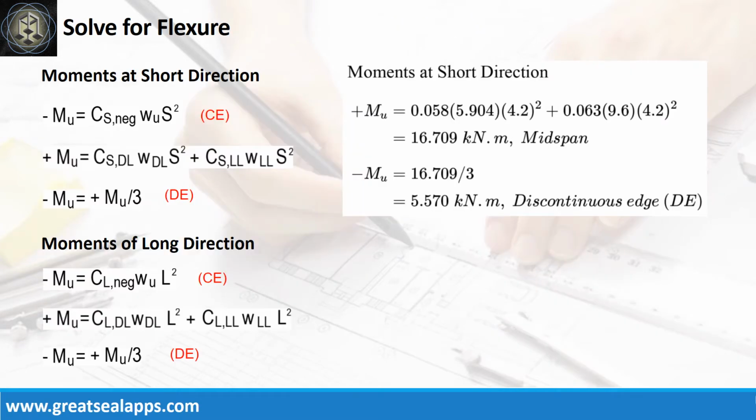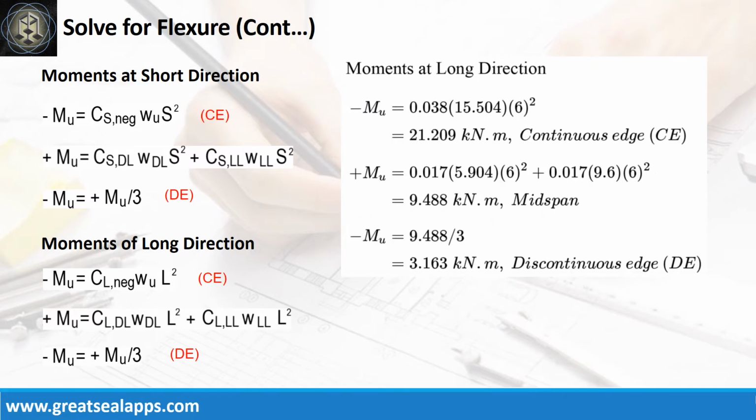Moments at short direction. Positive moment at midspan is 16.709 kN-meter. Negative moment at discontinuous edge is 5.57 kN-meter. Moments at long direction. Negative moment at continuous edge is 21.209 kN-meter. Positive moment at midspan is 9.488 kN-meter. Negative moment at discontinuous edge is 3.163 kN-meter.